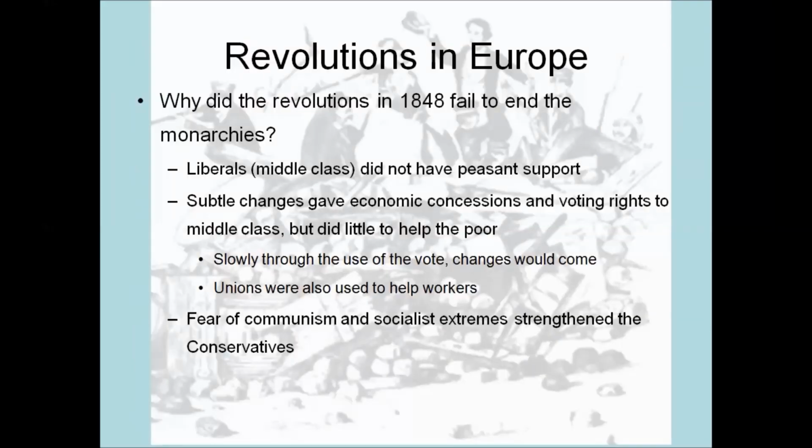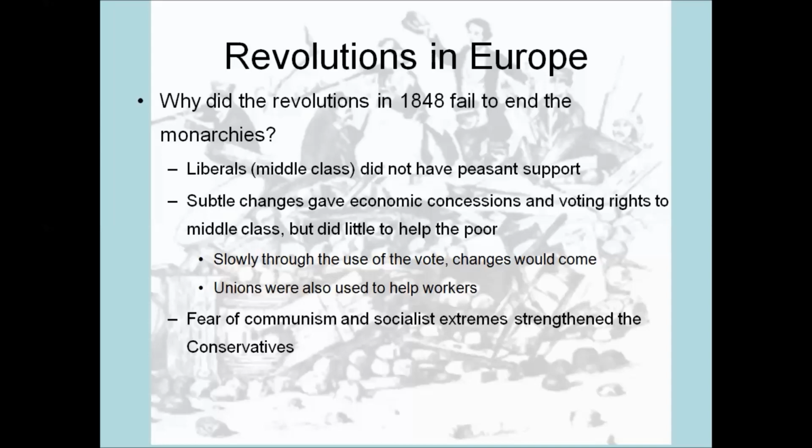So why did the revolutions in 1848 fail to end the monarchies? The majority of the reason is because the middle class did not support the peasants, because the peasants' demands were too extreme. They weren't ready for them. So subtle changes, specifically economic concessions and voting rights to the middle class, got the middle class out of the revolution. They take their support away, and they turn on the poor, and the result is that the poor were essentially the victims of 1848. They're the ones that were used to fight the revolution and then turned on immediately when the middle class got what they wanted.